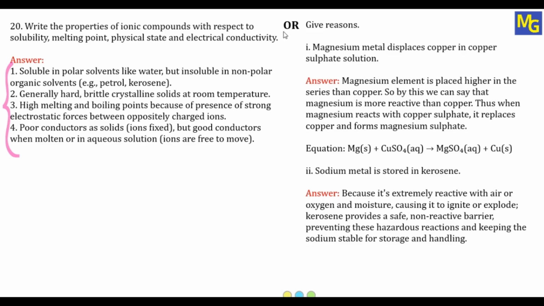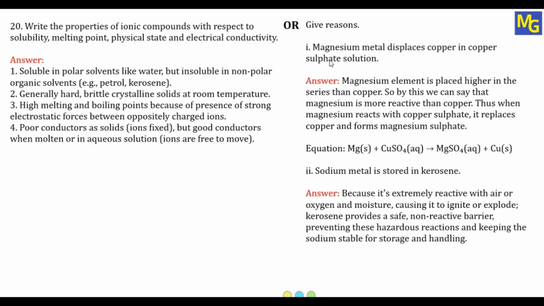Now we are going to move to the OR question. In the OR question, they are asking to give reasons. We have to give the reason. Here they have given two sentences, one here and one here. We have to write the reason for these. So we will start with the first one. Number 1: magnesium metal displaces copper in copper sulfate solution.